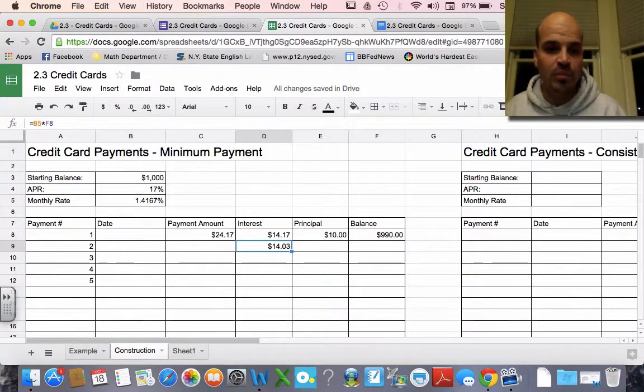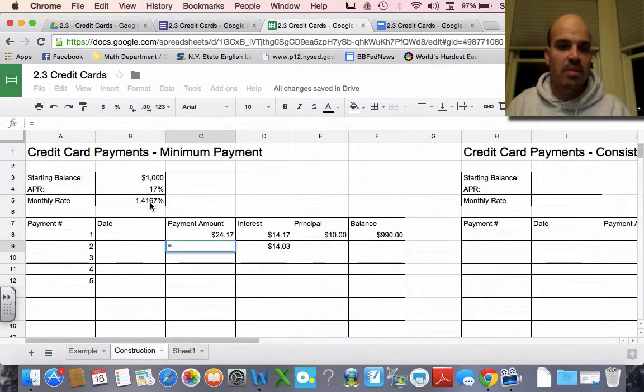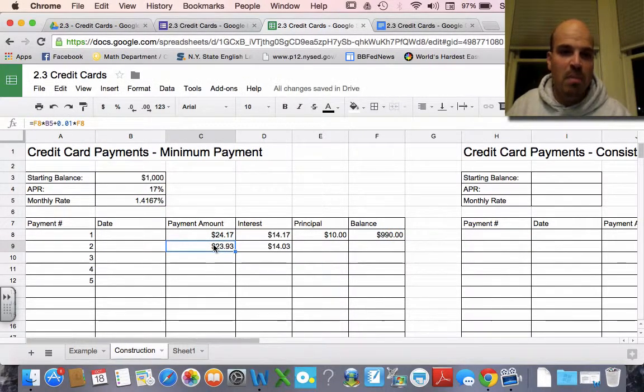As I pay a loan off, the interest should lessen. Now, again, my minimum payment is my interest, so that's my $990 times my monthly rate, plus 1% of my balance, and now the balance again is $990. So now my minimum payment would be $23.93.